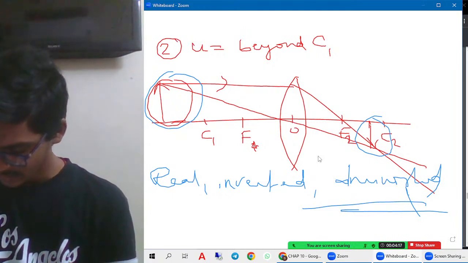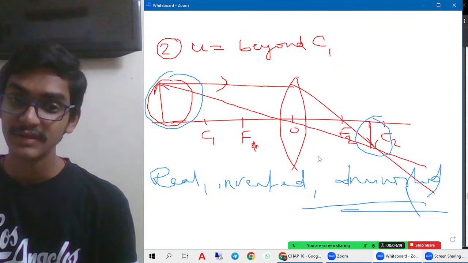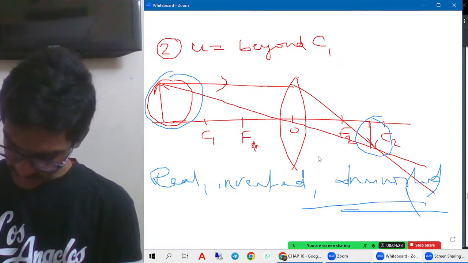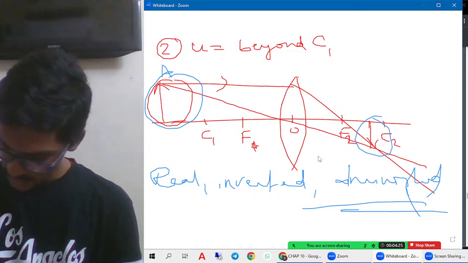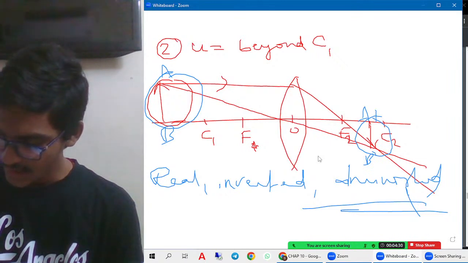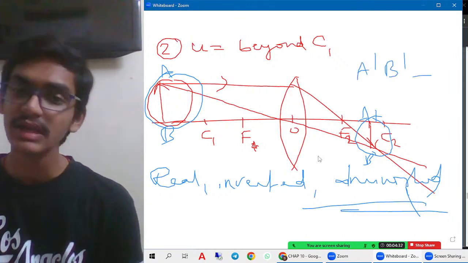So it is inverted. Where the image is formed, between F2 and C2, you have to mention. Otherwise, if it is asked in the exam, you try to mention here as A, B, then A1 and B1. If you mention like this, and finally you tell that A1B1 is the image. Okay, like this you can do.